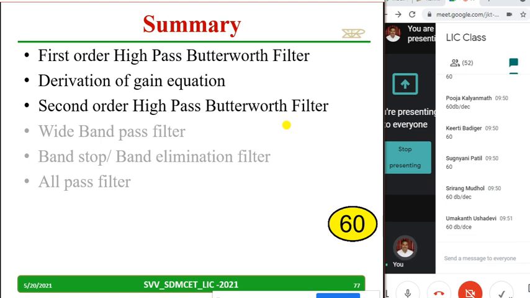If somebody asks, using common sense, can you do it? You have only high pass and low pass second order. Can you do third order? Can you do fourth order? Can you do a wide band or band elimination filter? Yeah, you should have some idea.